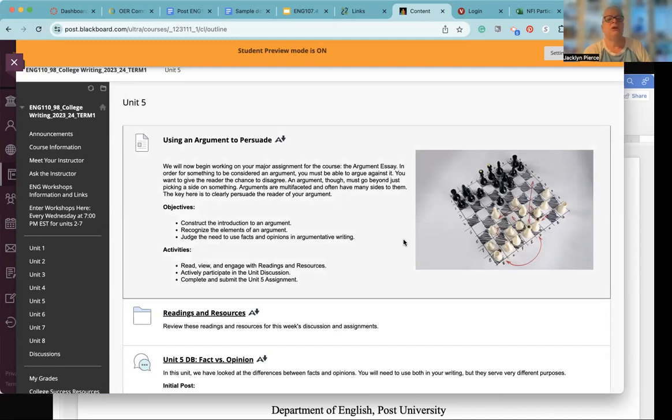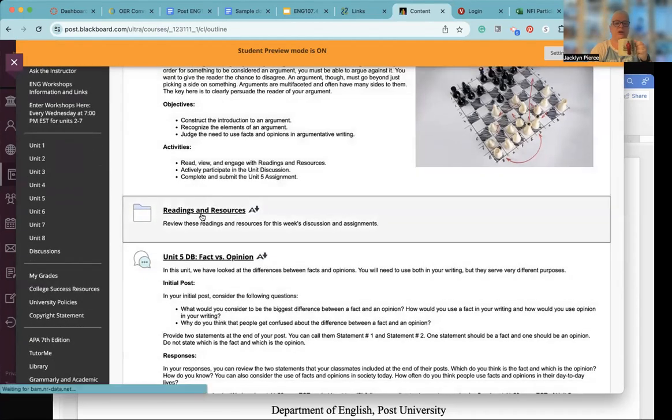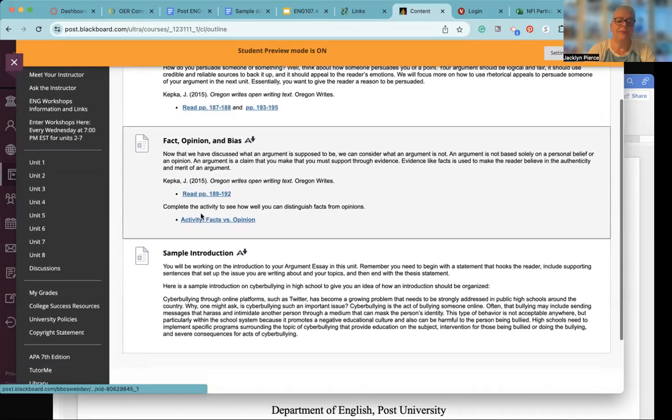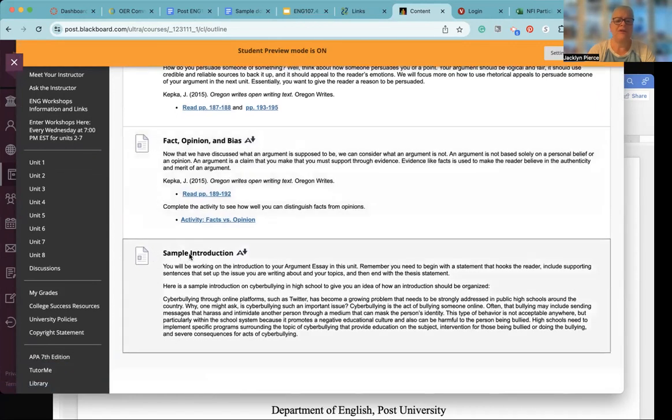So as usual, read through the intro, and especially pay attention to the readings and resources. There's some readings about persuasive writing. There's also some readings in an activity about fact, opinion, and bias. And that is what you really need to dig into before you tackle the discussion board this week. We'll talk about that assignment in a minute. Now, at the bottom, you don't even have to open this. This is just something you can read on the screen.